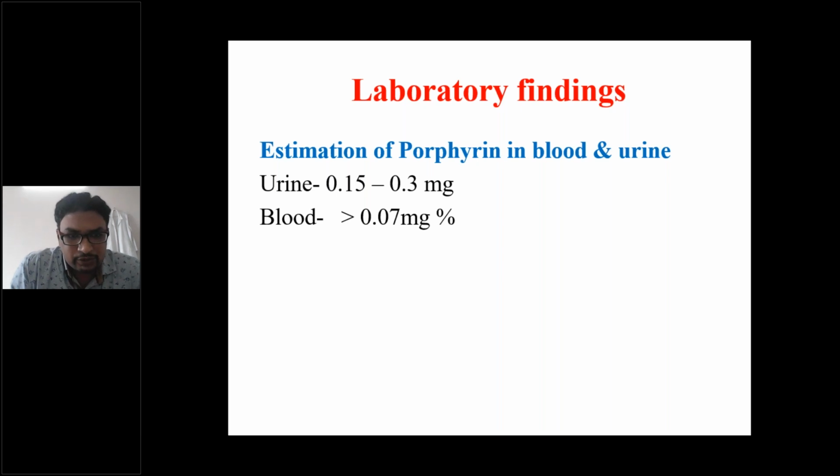What are the values in urine? If it is about 0.15 to 0.3 milligrams, then it shows that the person has lead poisoning. In the blood, if it is greater than 0.07 milligrams of porphyrin, then it indicates lead poisoning. So these are the values which show that there is a problem with heme synthesis, where the pre-products are increased in the blood because of the lead content, which inhibits the enzyme in the synthesis of heme.